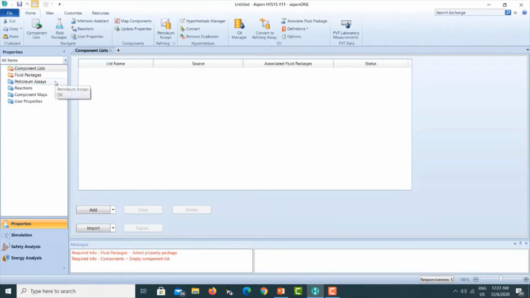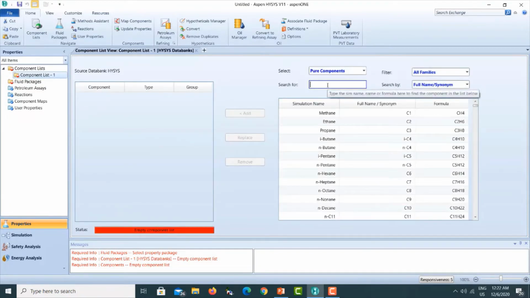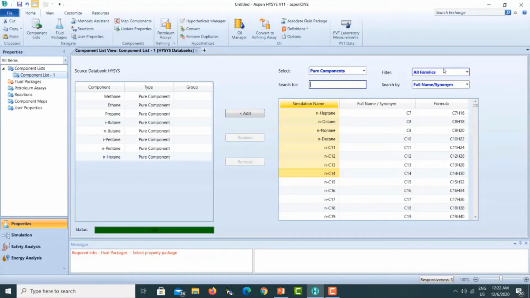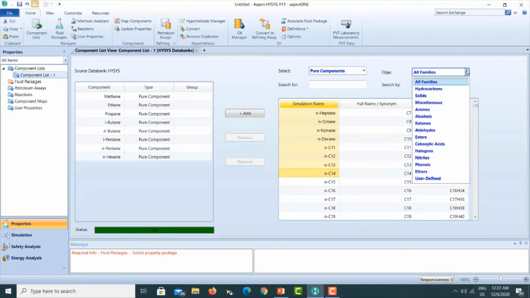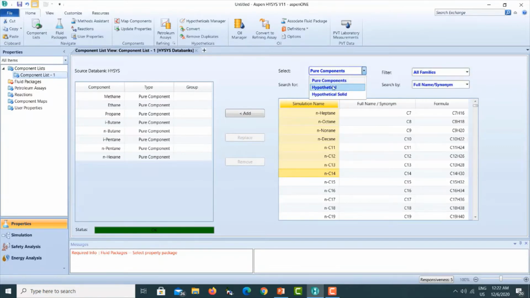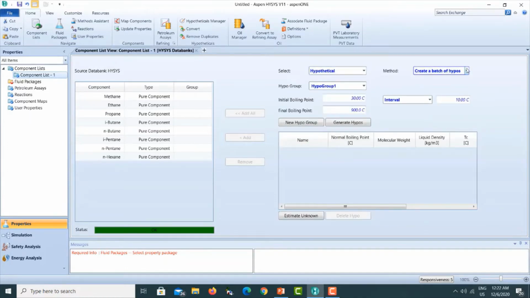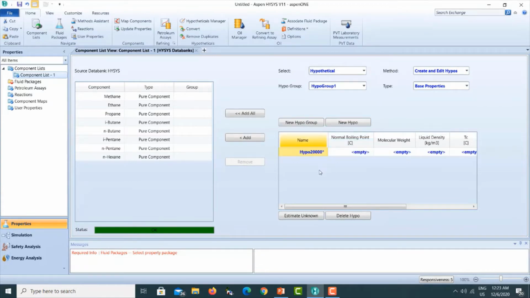One more thing, the equation of state is Peng-Robinson in this case, so we need to add the components first. The components we need to add are from methane to normal hexane. We add those components. Then we have the hypothetical component, C7 plus fraction. I will add that one. We need to select new hypo, and I can call this one C7 plus fraction.